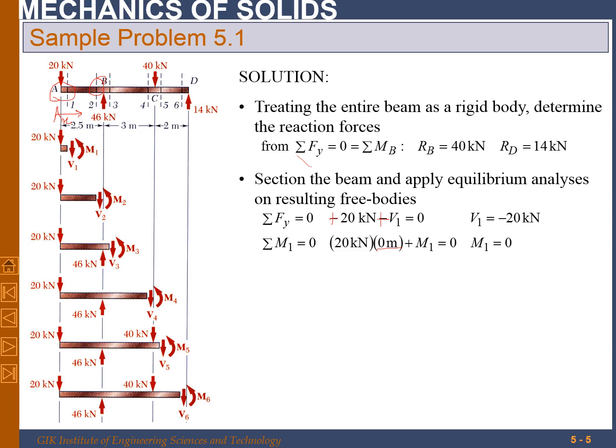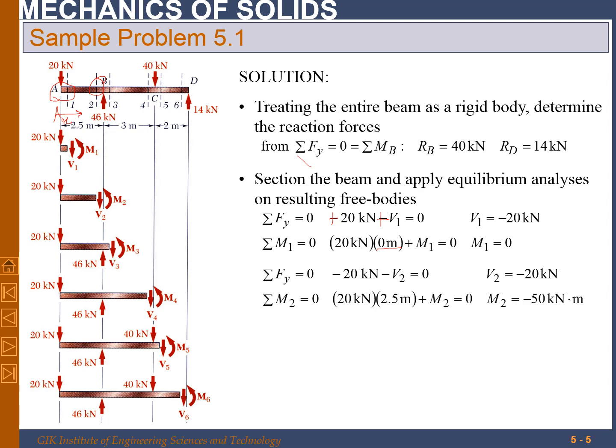So V2, M2 for section number 2. If you want to write this again, this should be positive, so both should be positive, plus, and this should be plus as well. So both should be plus. So V2, just before B, is minus 20 kilonewton.